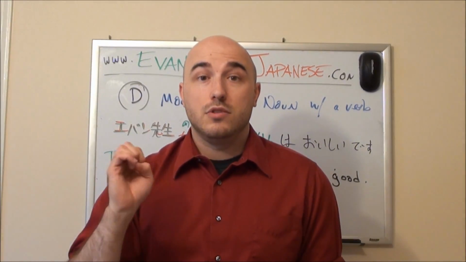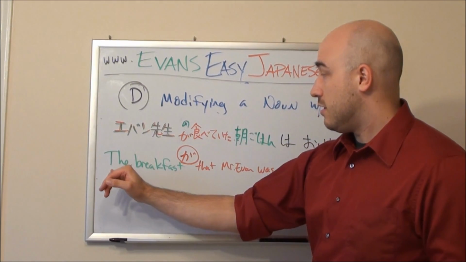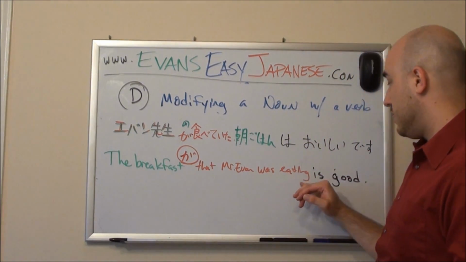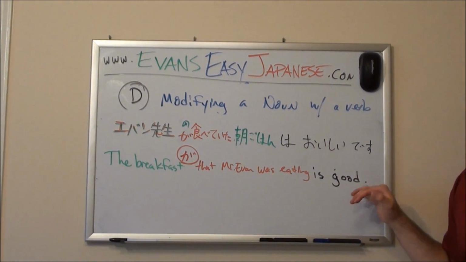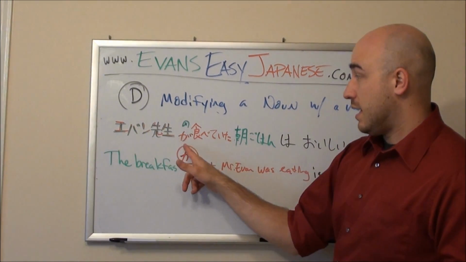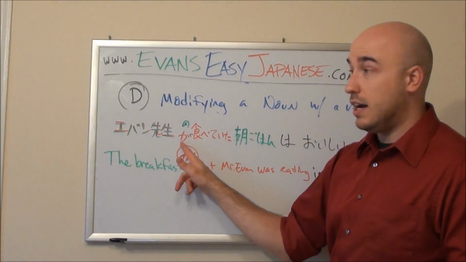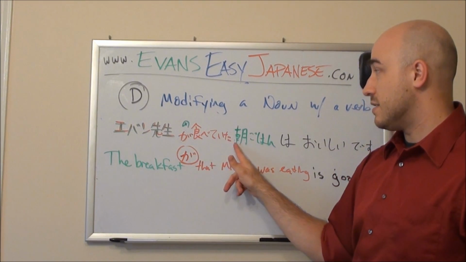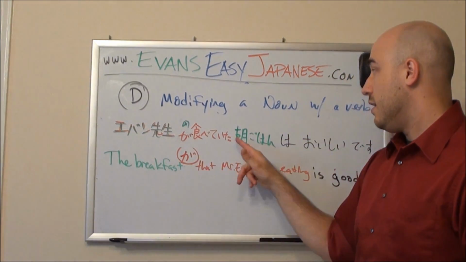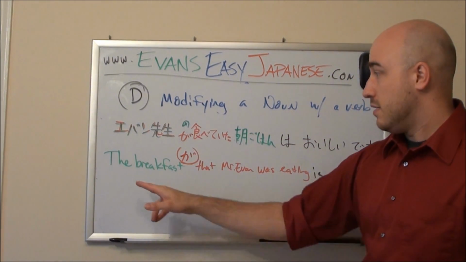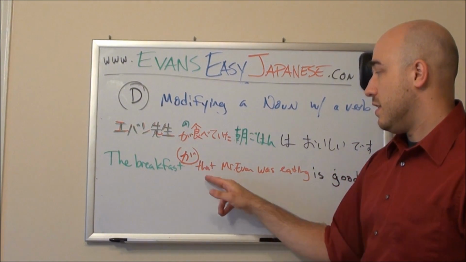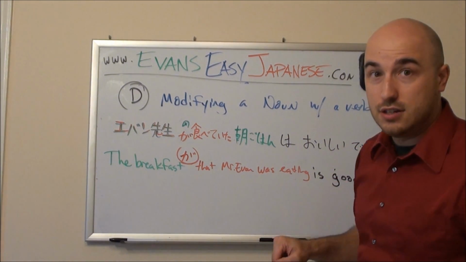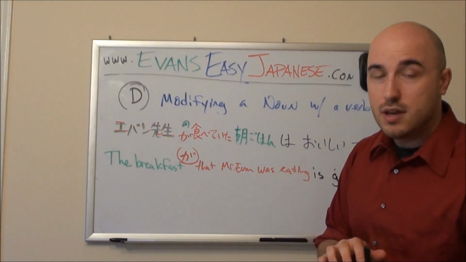Okay, here we go. Using ga, the breakfast that Mr. Evan was eating is good. Because with ga, it's red, it's part of the clause. Evan Sensei becomes part of the clause. Evan Sensei ga tabete ita asa gohan wa oishii desu. The breakfast that Mr. Evan was eating is good. Sorry, I'm talking into the whiteboard.